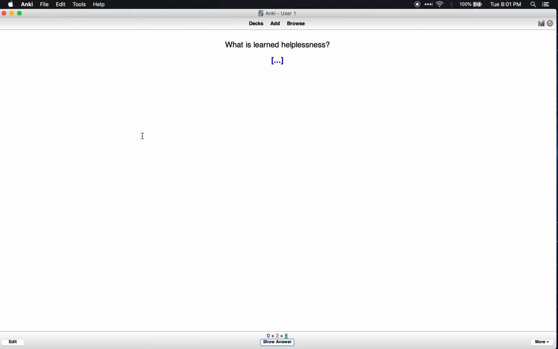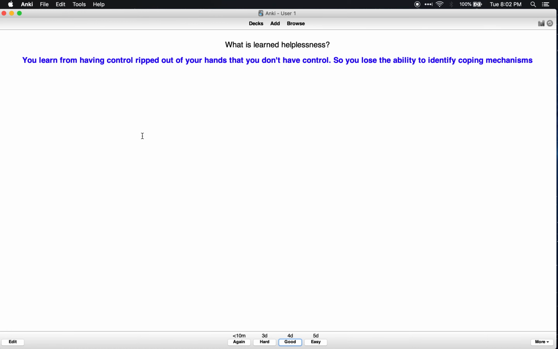Learned helplessness is having control ripped out of your hands, so you know that you don't have control, which causes you to not be able to form coping strategies.